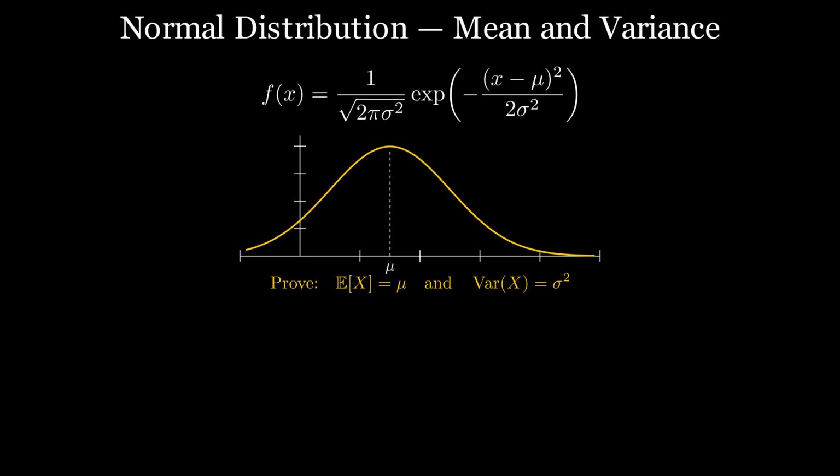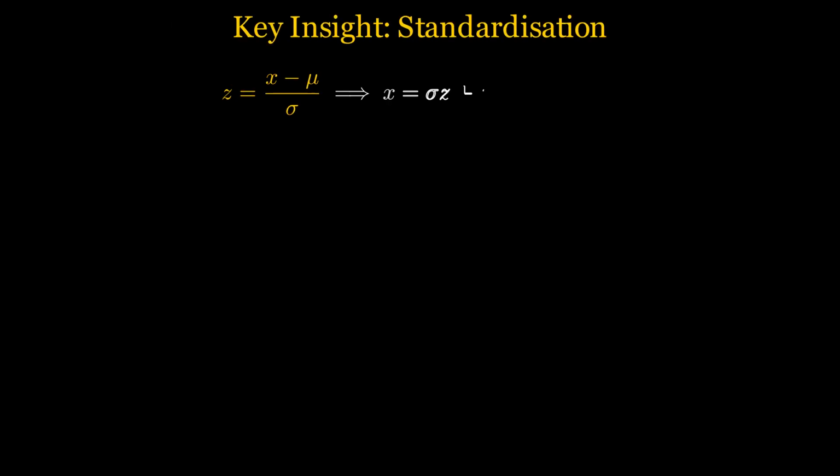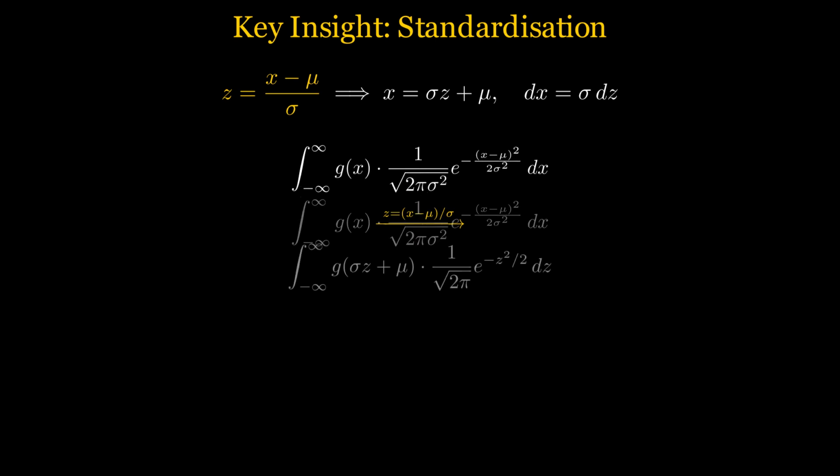First, that the expected value of x equals mu, confirming that mu is truly the center of the distribution. Second, that the variance of x equals sigma squared, confirming that sigma squared is truly the spread. The key insight is a single change of variable. We set z equal to x minus mu divided by sigma. This shifts the center to 0 and rescales by sigma.